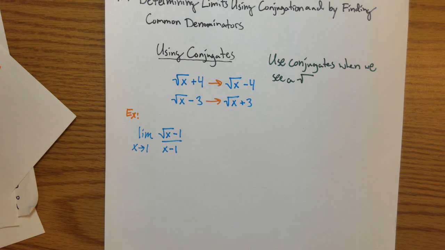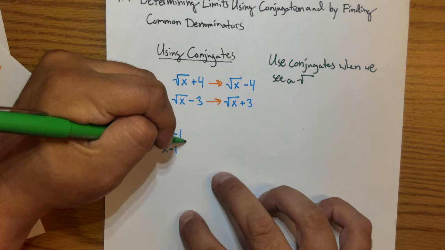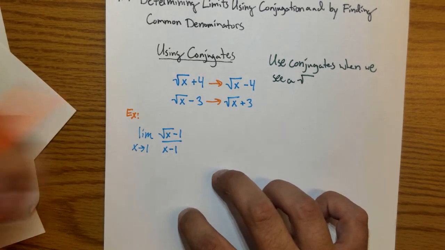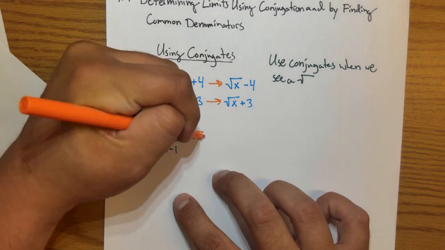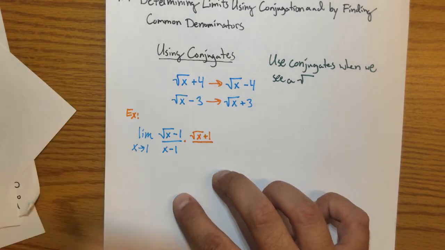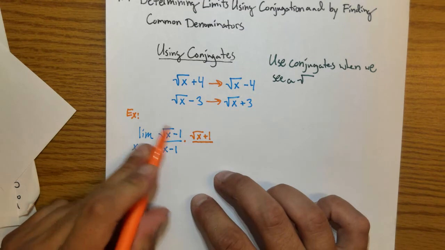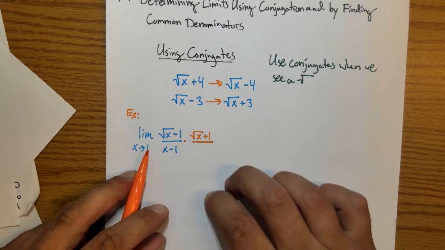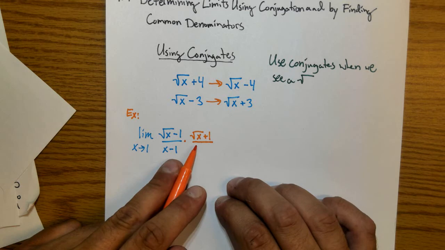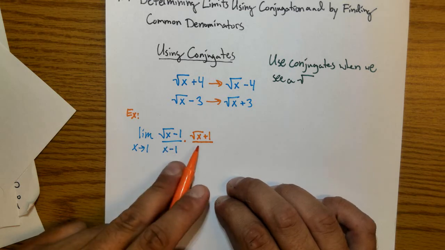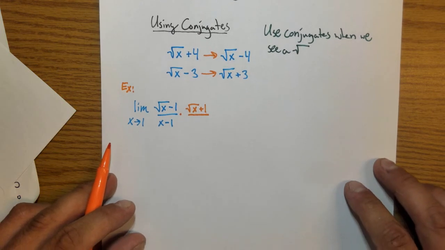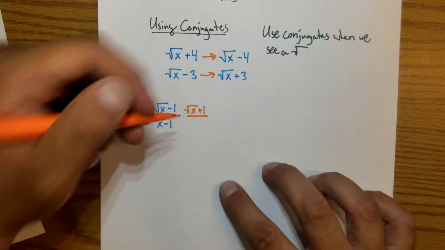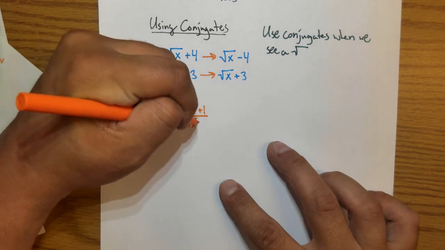Now, I'm going to multiply this fraction by its conjugate. And that would be square root of x plus 1. Specifically, I want to multiply it by the conjugate of the square root of x minus 1. But here's the thing. I can't just arbitrarily change this function by multiplying by the conjugate. The only thing I'm allowed to multiply by is 1. And so to do that, I'm going to multiply both the top and the bottom by the conjugate.